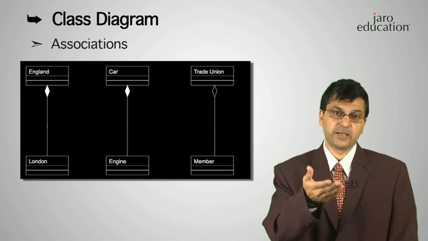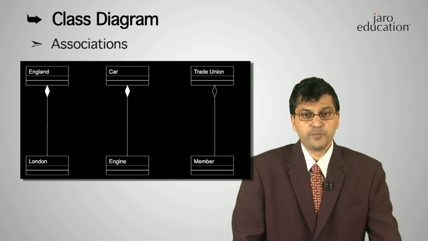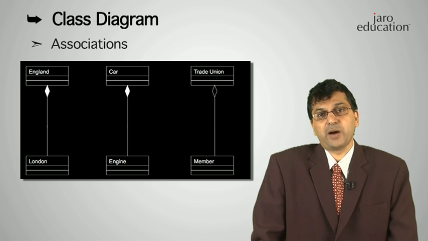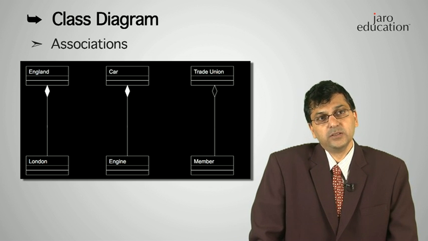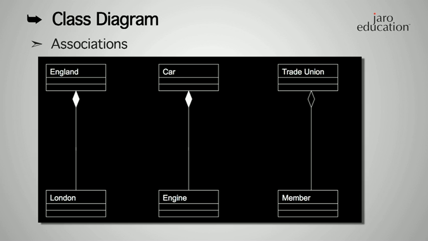I'll speak again that there is aggregation and composition. Aggregation is when the part can exist without the whole. A member is part of a trade union. If the trade union does not exist, the member does not die. The member has his own individual identity and can exist without the trade union. So it's an aggregate. It's represented with a solid line with a diamond pointing towards the whole.